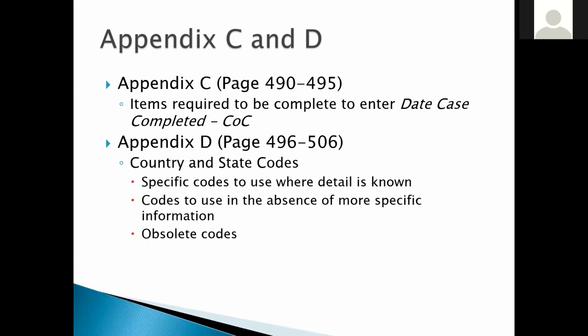Appendix E is the county and state codes of birthplace. On the first page, 514, the preferred geographic areas specific codes to use are listed when the details are known. And last but not least, the codes that are obsolete and must not be used.